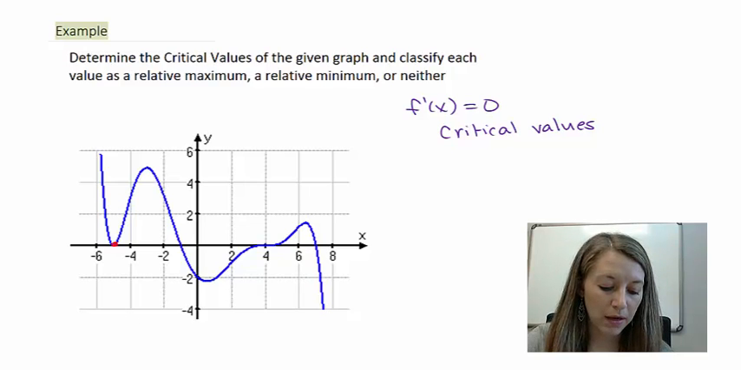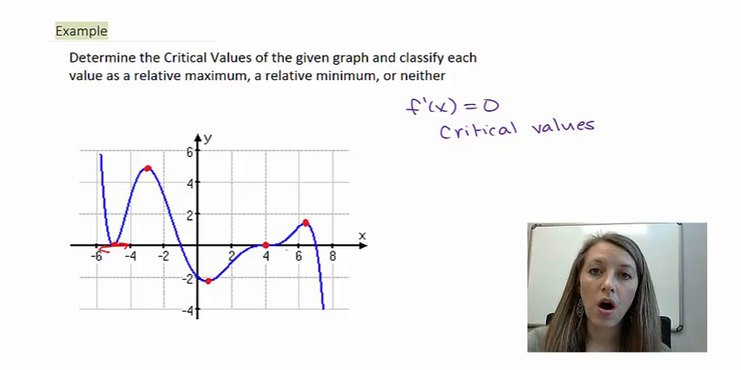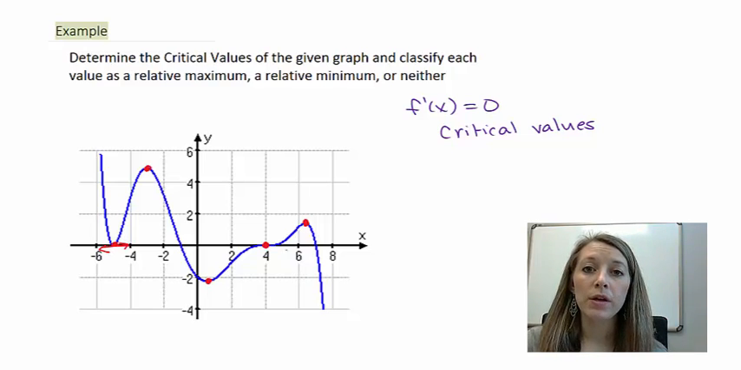So that would happen here, this would give me a horizontal tangent line. Here, here, here, and here. So all of these are critical values on this graph. Now we want to classify them whether they are maximums, minimums, or neither. Now we don't actually want to give the maximum or minimum values on this one. We just want to figure out what kind of relative extrema they are.